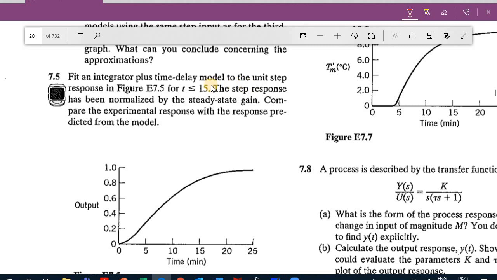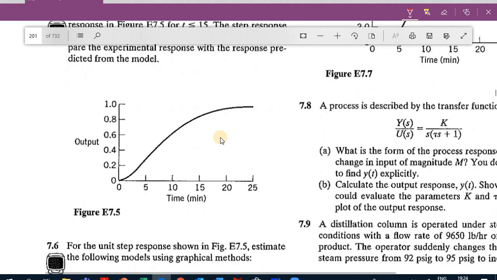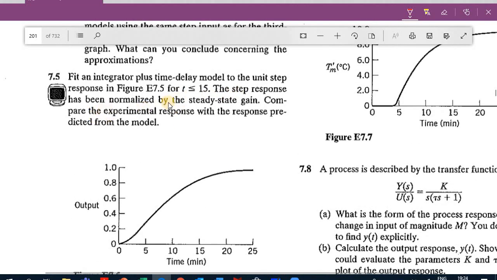We can fit an integrator plus time delay, by the way, but I would prefer to do something else, because we want something that is more accurate. For the unit step response in figure E7.5 that I have in front of me, the step response has been normalized by the steady state gain. Compare the experimental with the response obtained here.